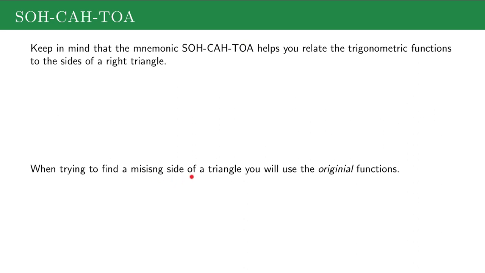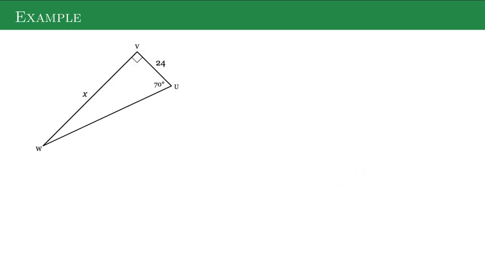When trying to find a missing side, you're going to use the original trig functions. If I look at this example, I have my angle, 70 degrees, and the hypotenuse I don't know anything about. The x I want is opposite. The 24 is adjacent. So if I have opposite and adjacent, I'm going to use tangent to create my equation. Tangent of the angle always goes in the parentheses. So tangent of the angle is opposite over adjacent, x over 24.